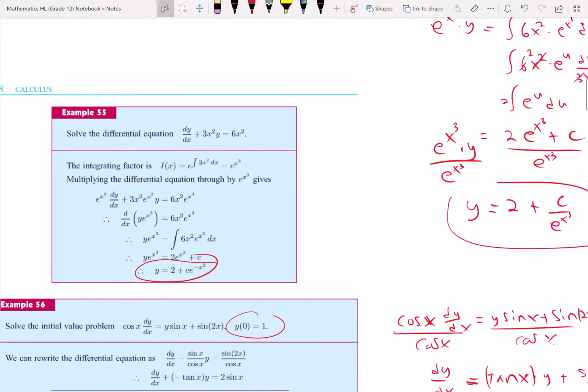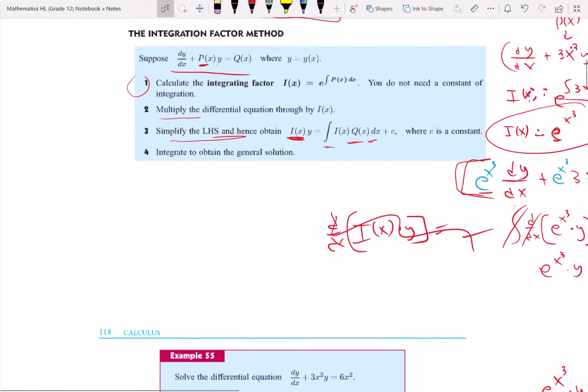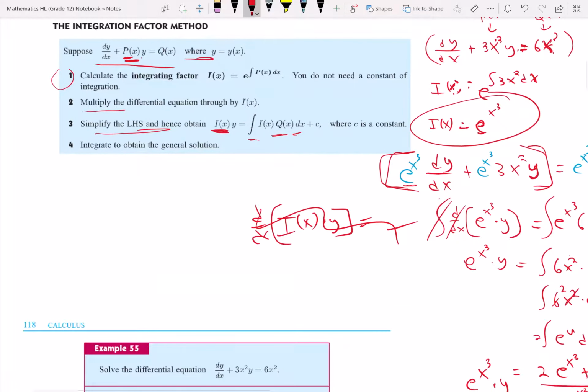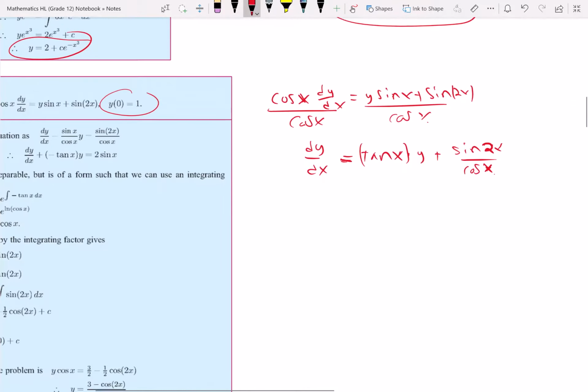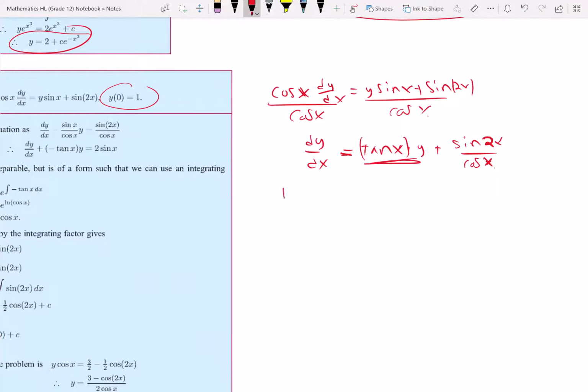And again, the way we want this is we want the piece with the y on the left-hand side. So we're going to move the piece with the y, which is this guy, to the left-hand side. So that's going to look like this. This is going to be a minus.